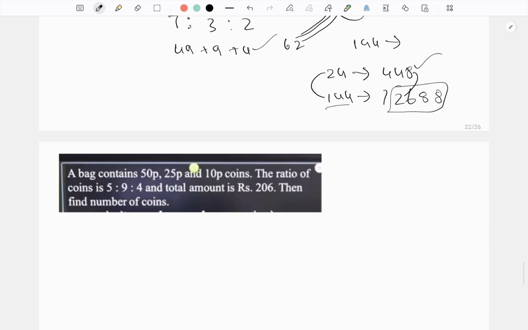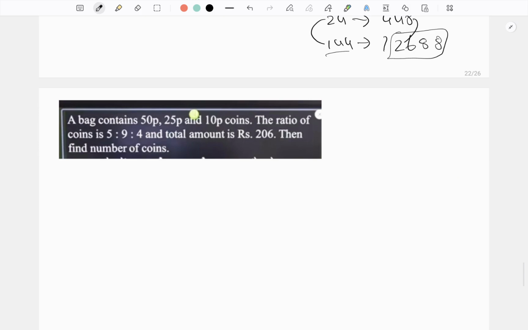So now another question. A bag contains 50 paise, 25 paise and 10 paise coins. The ratio of coins is 5 is to 9 is to 4. Most of us may be feeling difficulty with 50 paise, or some students may not know. For that, what I do is I change the question, not the concept. For example, I am having a 10 rupee note, 50 rupee note and 100 rupee note. If I have 5 ten rupee notes, 4 fifty rupee notes, and 6 hundred rupee notes, then what will be the total amount I have?